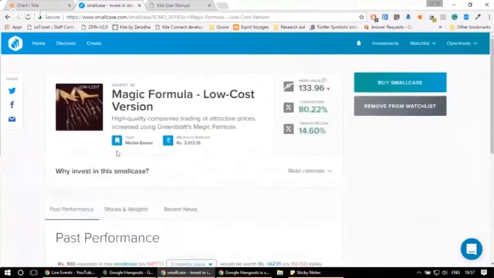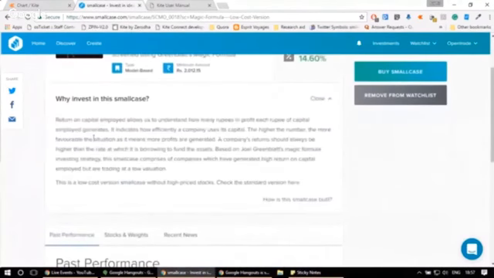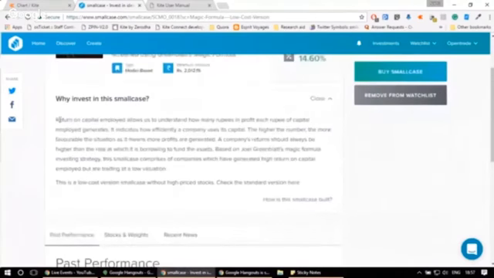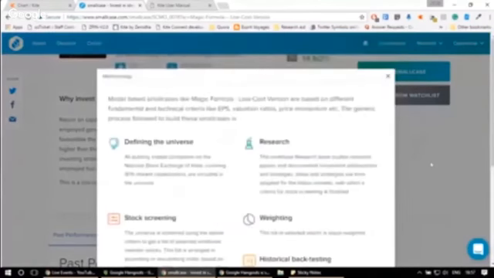You can also check out the rationale behind the small case by clicking on read rationale over here. So it would show me, for this magic formula small case, the return on capital employed allows us to understand how many rupees in profit each rupee of capital employed generates. So essentially, how the small case was built is shown over here. How is the small case built? You can click on this and see more detailed explanation over here as well.